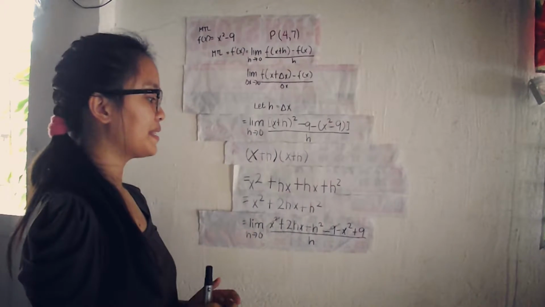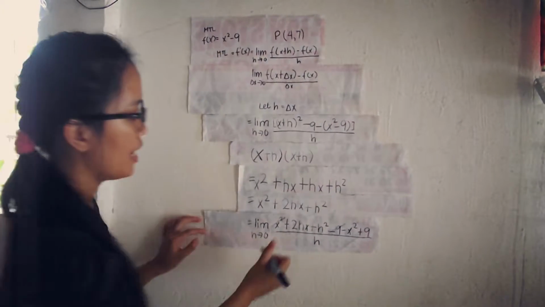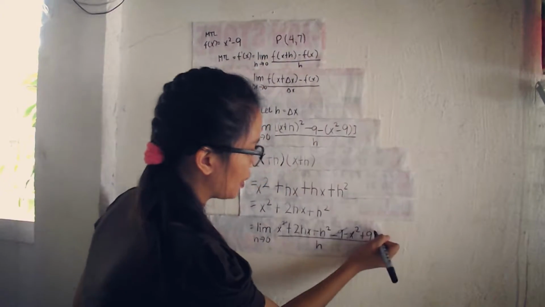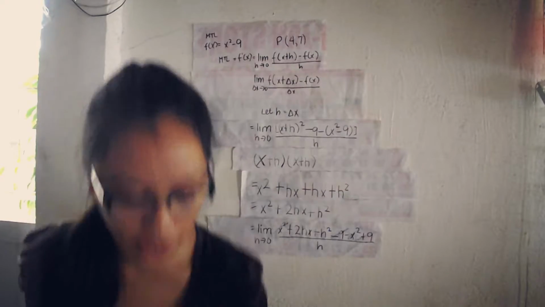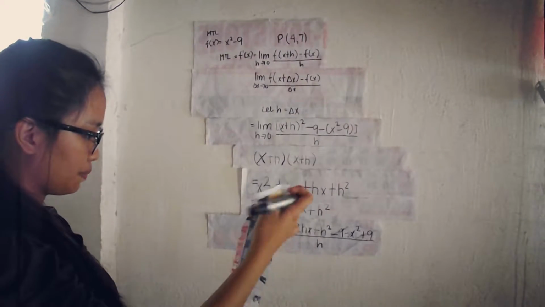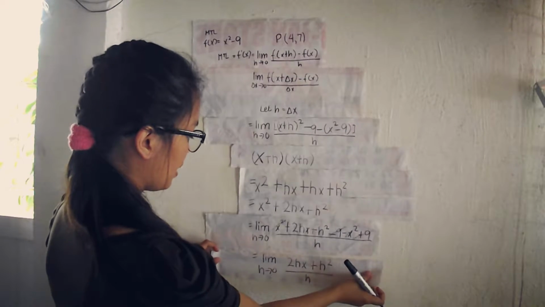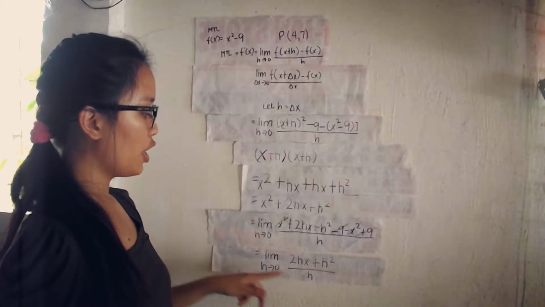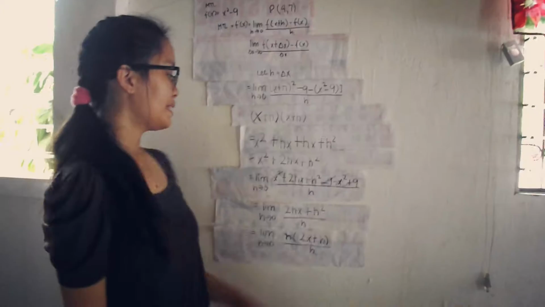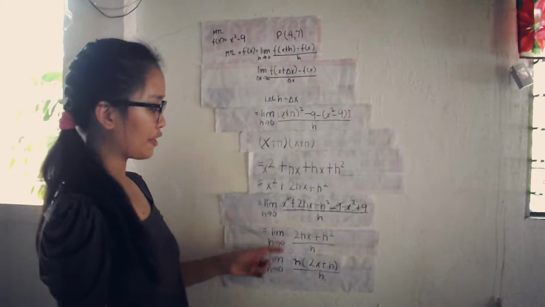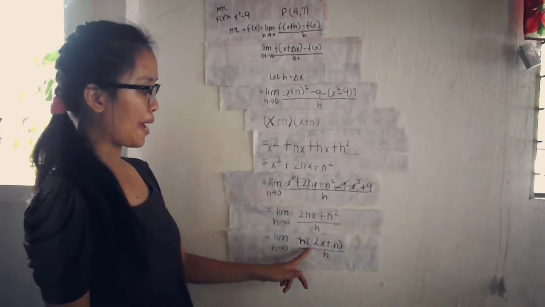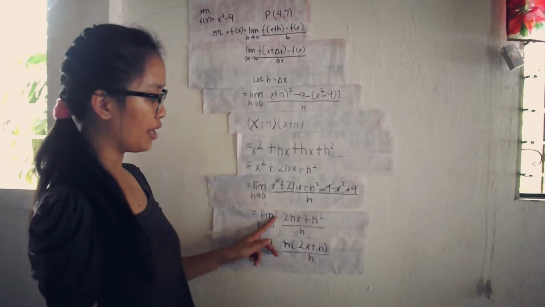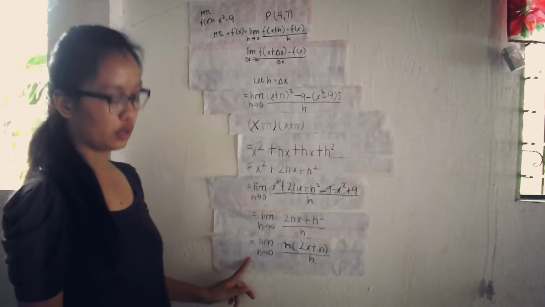This time we can now cancel the like terms, which are the x squared and negative x squared, negative 9 and positive 9. So the remaining in the equation would be the limit of 2hx plus h squared all over h, where h approaches 0. Since we have the same variable here, we can factor it out. It would be h times 2x plus h. If you simplify it, it would be the same with this one, all over h, where h approaches 0.